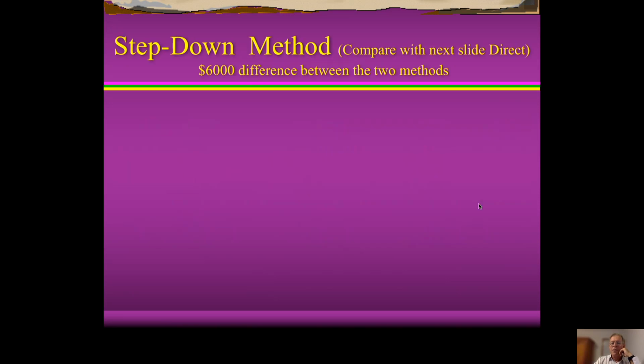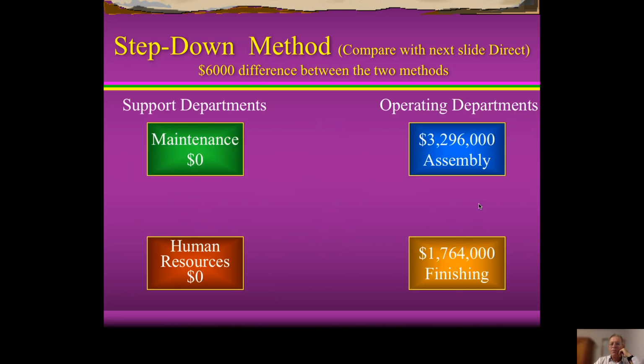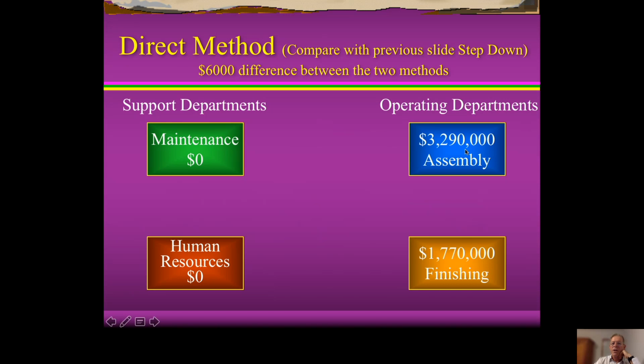So let's compare the difference between the methods. Here's step down and here's direct. Let's have a closer look. Step down, operating department gets 3,296,000. Let's have a look at direct. Operating department only gets 3,290,000. So there's a $6,000 difference between the two methods.